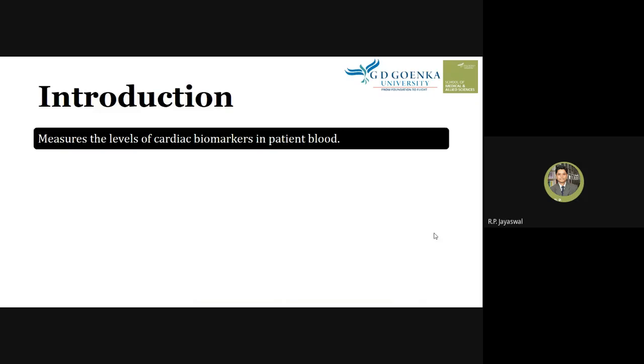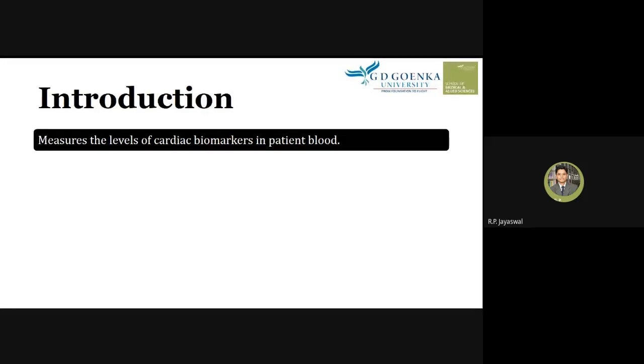What is a cardiac marker here? A cardiac marker is any substance which is released from the muscles during cardiac muscle damage. So they are considered as cardiac biomarkers, and those substances are released in the blood. Now if you are able to measure a certain biomarker, then we can detect the level of the substances in the blood.